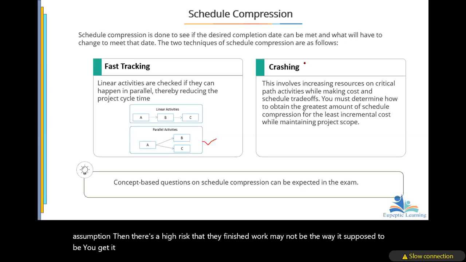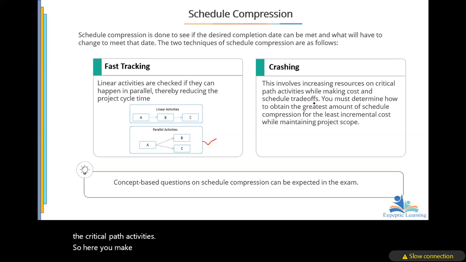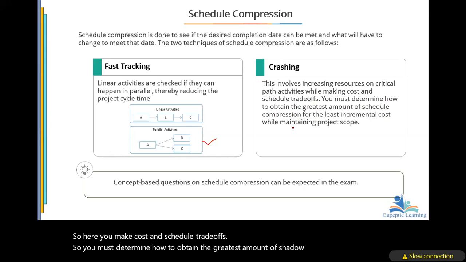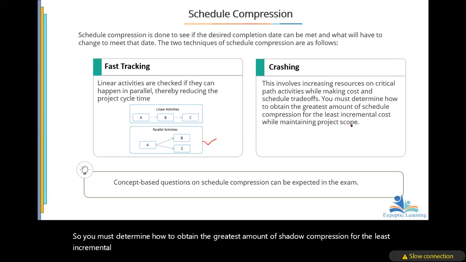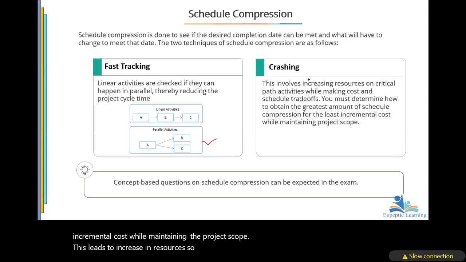Then there's also crashing. Crashing is usually increasing the resources on the critical path activities. So here you make cost and schedule trade-offs. You must determine how to obtain the greatest amount of schedule compression for the least incremental cost while maintaining the project scope. This leads to increase in resources, so it's an issue of cost.